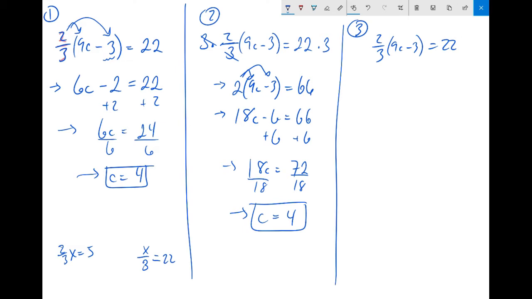If you see 2/3 times x equals 5, how do you get rid of 2/3? You multiply it by the reciprocal, 3/2. So we could do that here actually. So we could just say, well, I'm going to give this whole side a 3/2, which means I have to give this whole side a 3/2. So then the fractions will be completely gone on the left-hand side, and you'll have 9c minus 3. And on the right-hand side, you can simplify this because 22 times 3 is 66 divided by 2 is just going to come out to be 33.